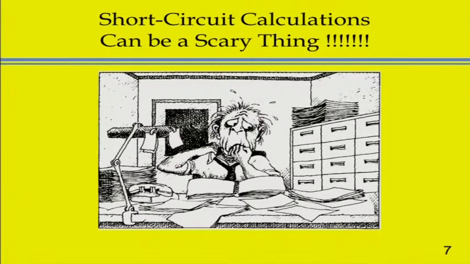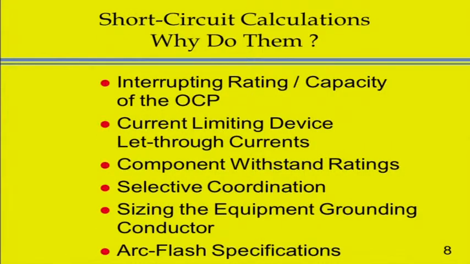So this kind of calculation used to be a scary thing. It's not as scary as it used to be because of the use of computers to do most of it today. But we used to do all of it by hand. So why do we do them? Again, back to the having to have the overcurrent device rated to stop the fault current. It's got to have enough interrupting capacity.